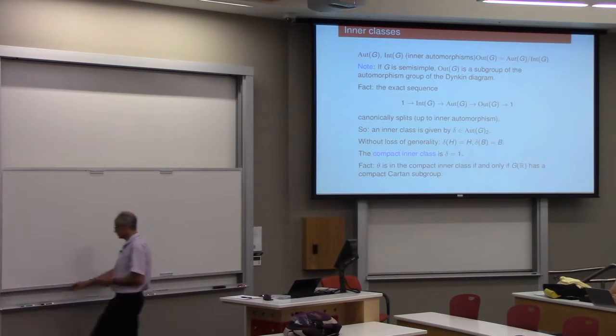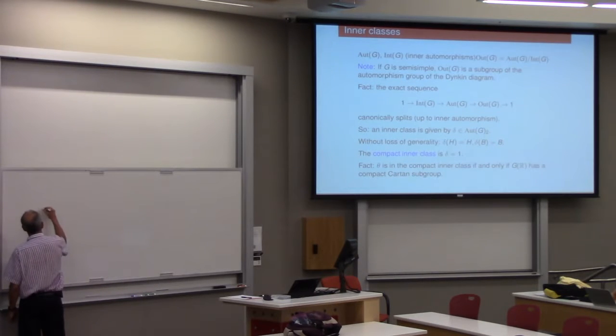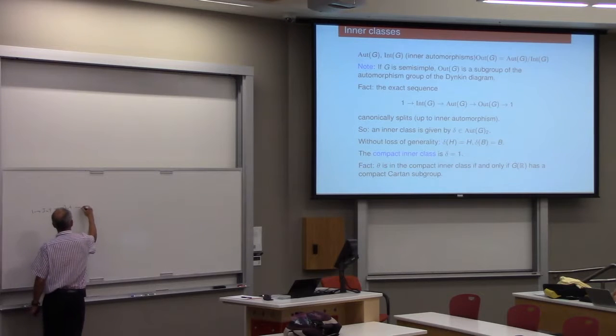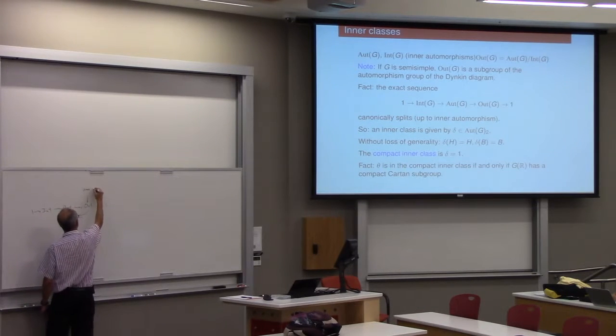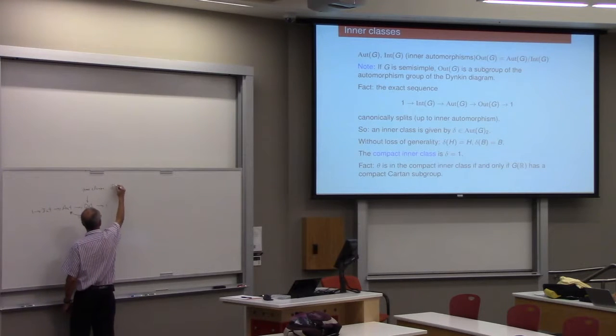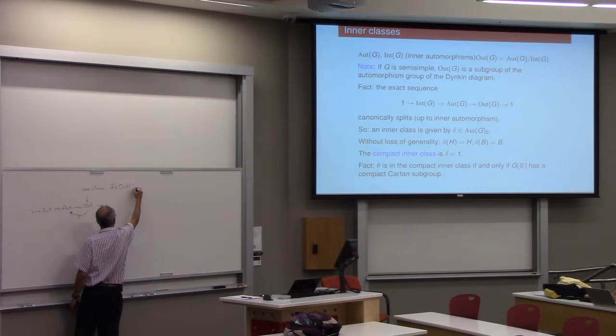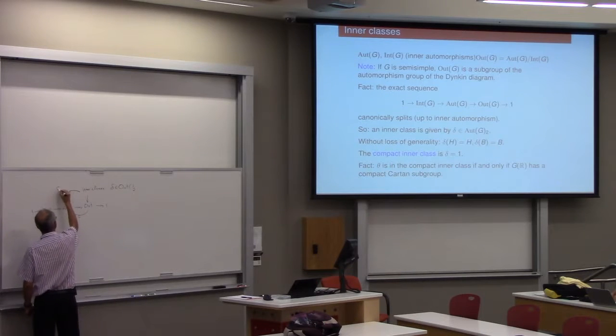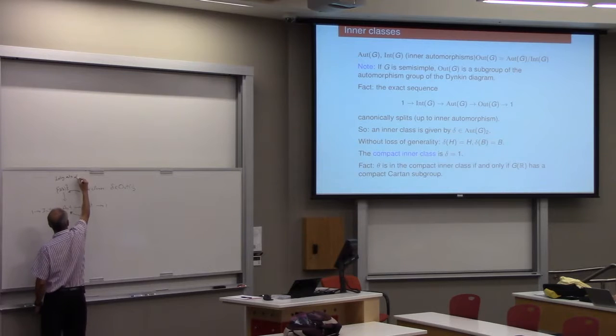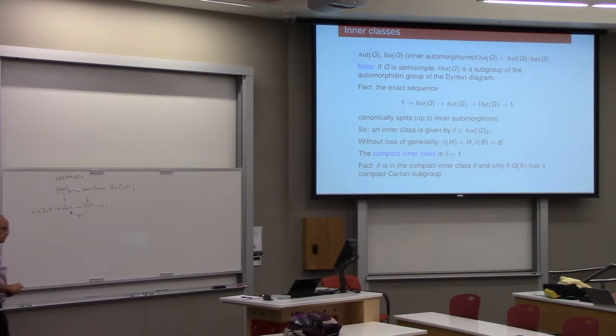So there's a canonical splitting here, S. And the inner classes are given by deltas in this outer automorphism group of order two. But using the splitting, you can identify that with the S of deltas, which are distinguished automorphisms of G. Did that answer the question?